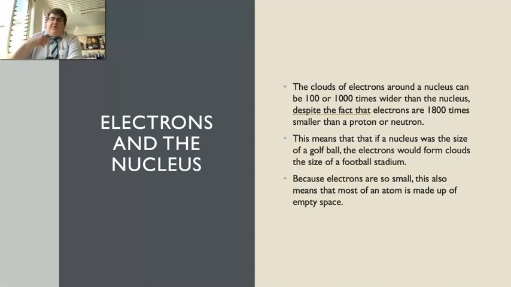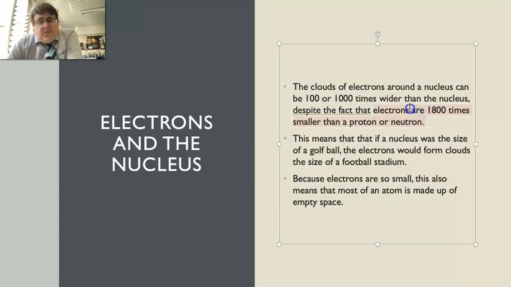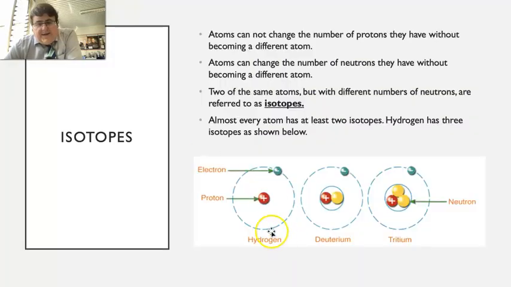Okay, so let's look a little bit more into the electrons. The cloud of electrons around a nucleus can be 100 or 1,000 times wider than the nucleus itself, despite the fact that electrons are 1,800 times smaller than a proton or neutron. And that point there, the fact that electrons are 1,800 times smaller than a proton or neutron, is actually quite important. Because when we go back to talking about these, technically, the mass number does include electrons as well.